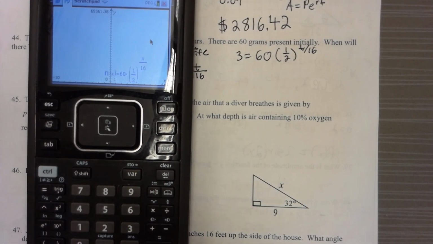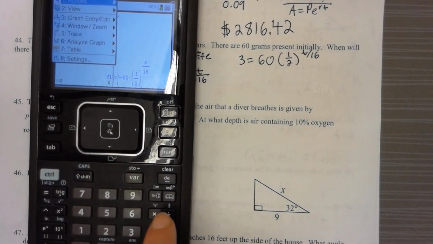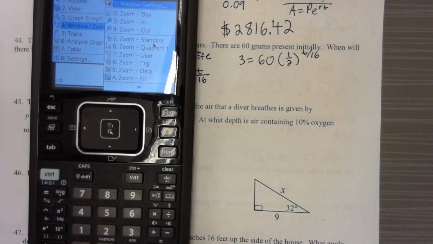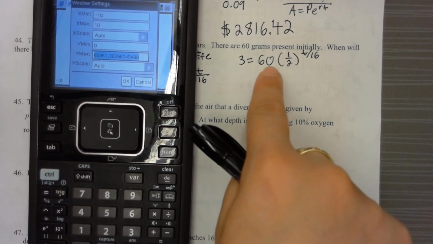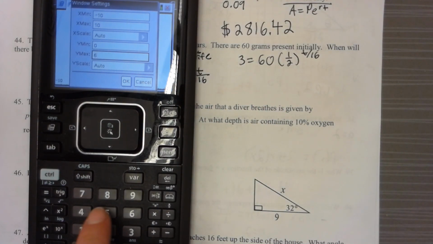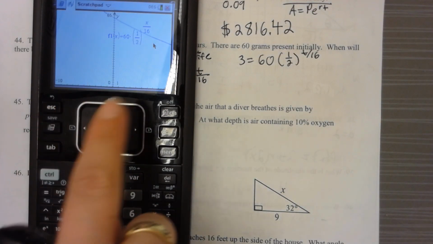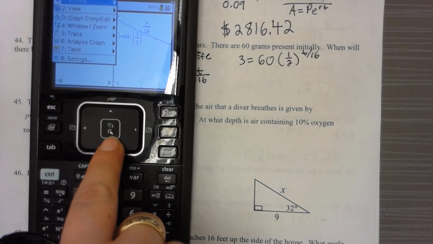Okay, and again, this is why we maybe want to change our window. So I'm going to go menu, window/zoom, window settings. We're real high up right now. If 60 grams are initially present and it's going to be decreasing, we really only need to see 60, but I'm going to say 65 just in case. Okay, so that's a little bit better, but maybe not great. We maybe want to change the x values.